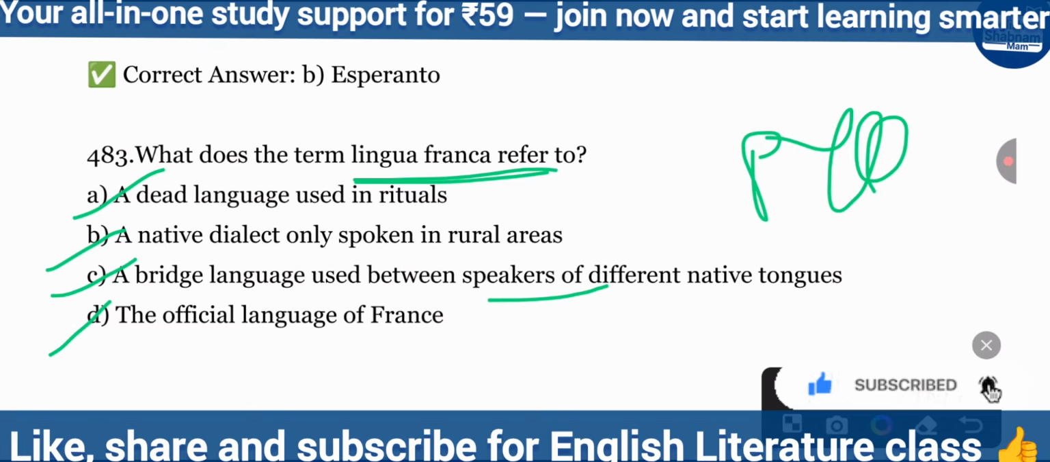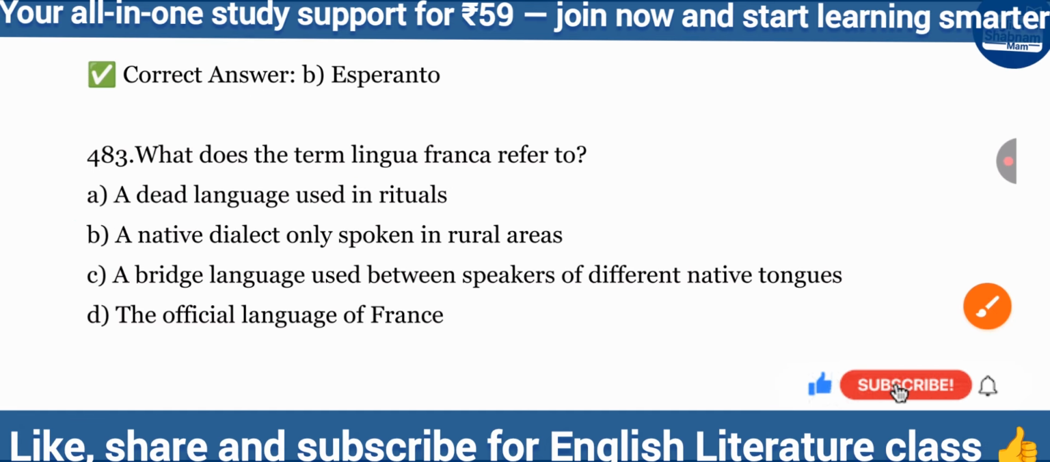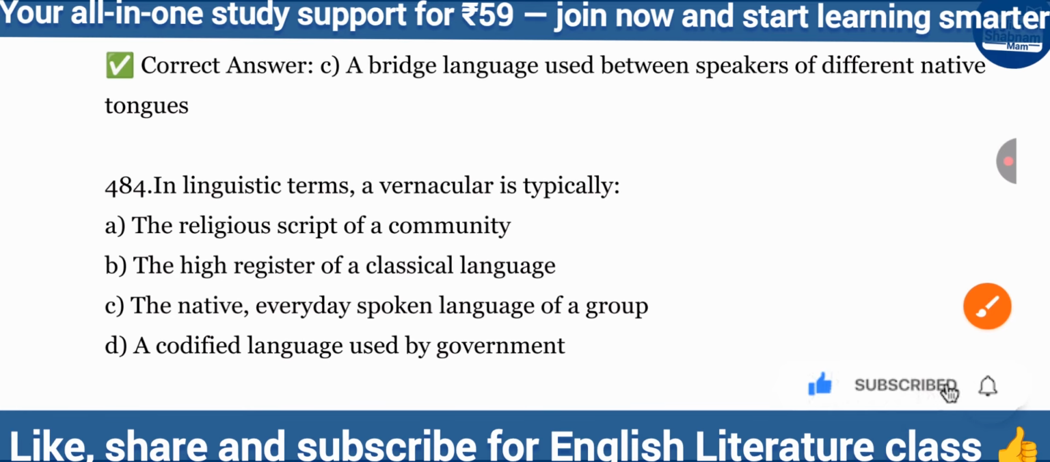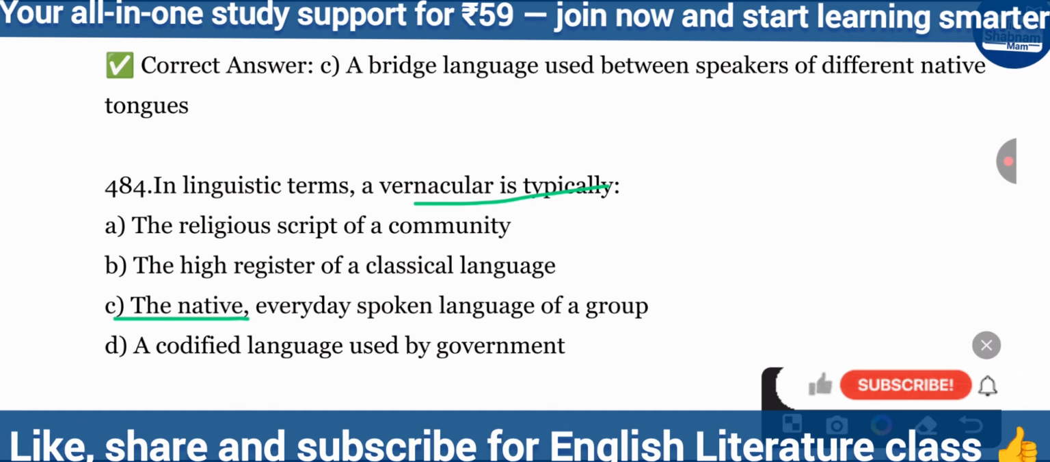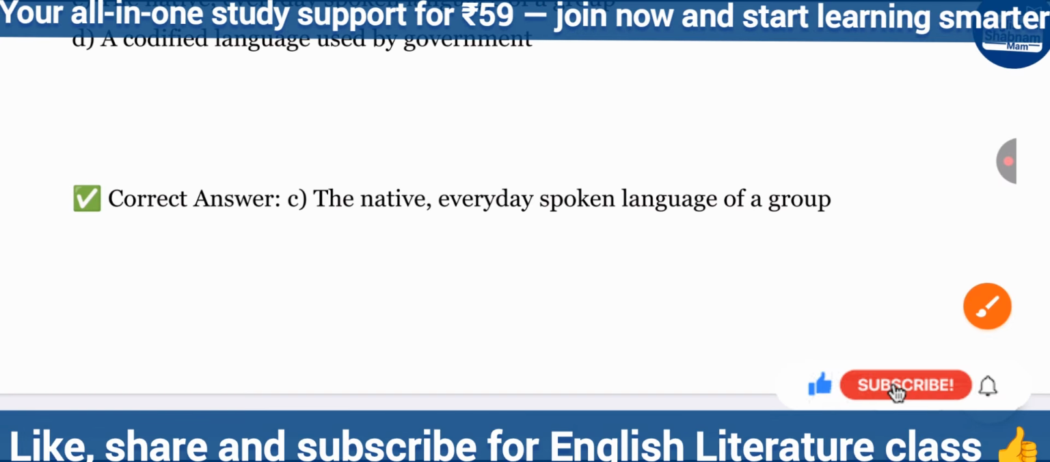The term lingua franca refers to... So it is option C, a bridge language used between speakers of different native tongues. Okay. Next question we have, in linguistic terms, a vernacular is typically, we have already seen this question, the native everyday spoken language of a group. Okay, the ordinary, the everyday language. Next question.